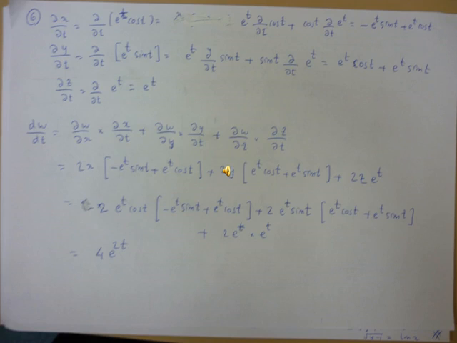So dw by dt equals dw by dx multiplied by dx by dt plus dw by dy multiplying dy by dt plus dw by dz multiplying dz by dt. So when you differentiate, dw by dx is 2x, dx by dt equals minus e power t sin t plus e power t cos t. dw by dy is 2y, dy by dt equals e power t cos t plus e power t sin t. And also dw by dz is equal to 2z, dz by dt is equal to e power t.